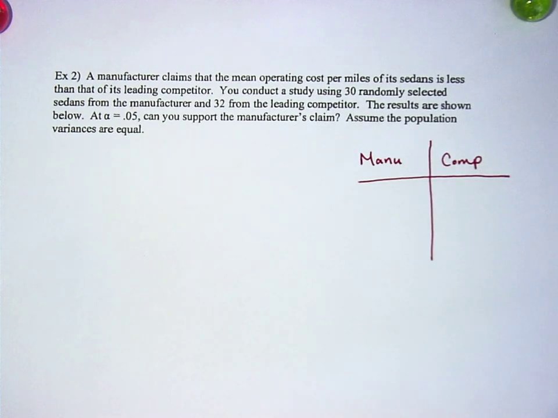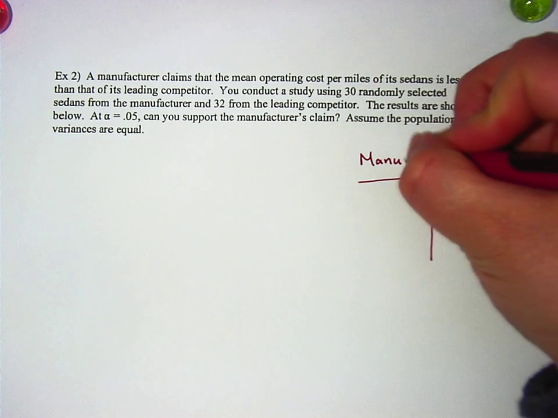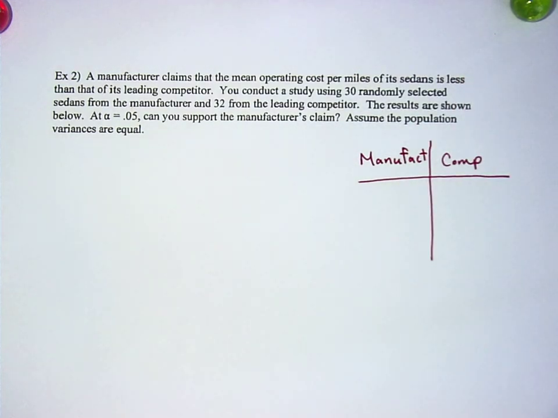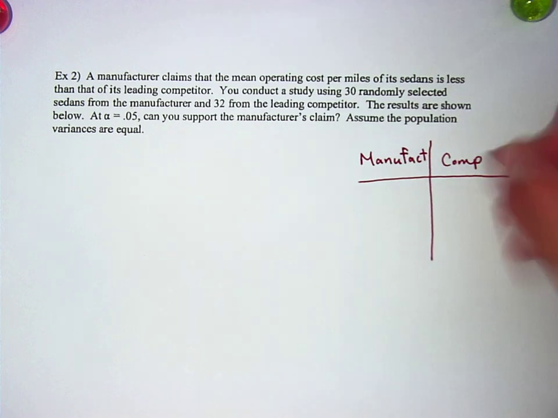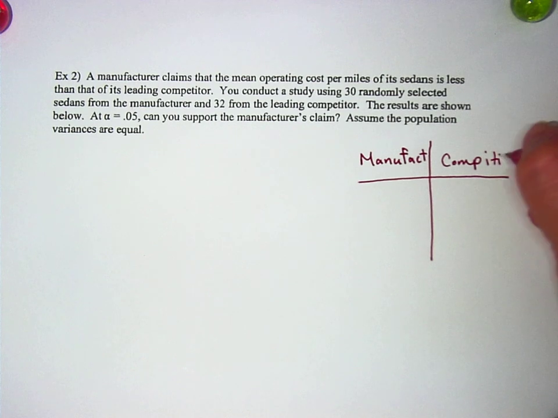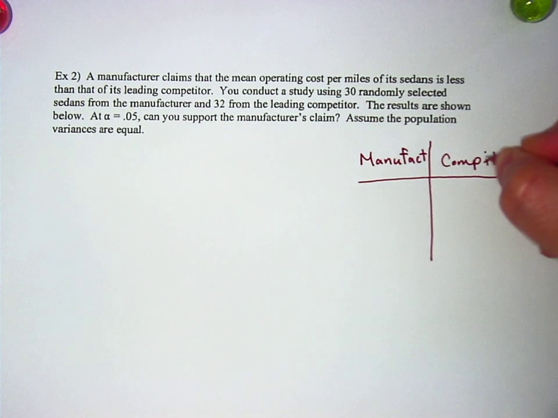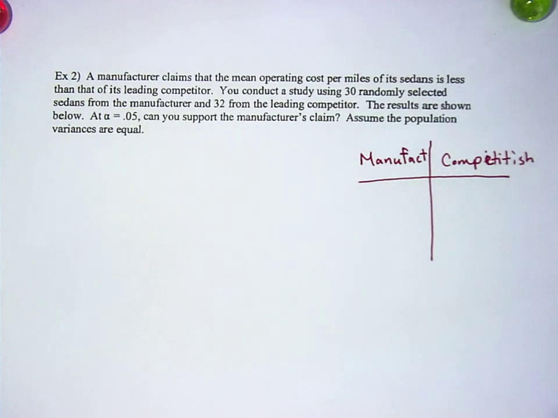Okay, so on this one, a manufacturer claims that the mean operating cost per mile of its sedans is less than that of its leading competitor. So this is the manufacturer, manufact, and this is the, what should we write? Competit. Don't like that. Competish. There we go. Competitish. Sure.